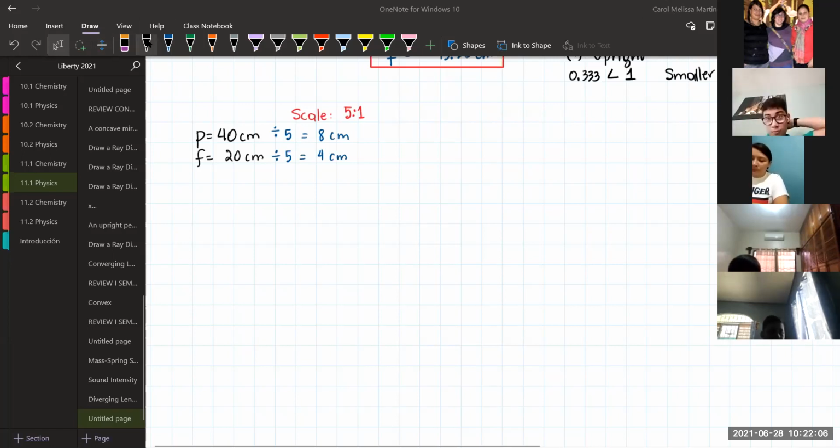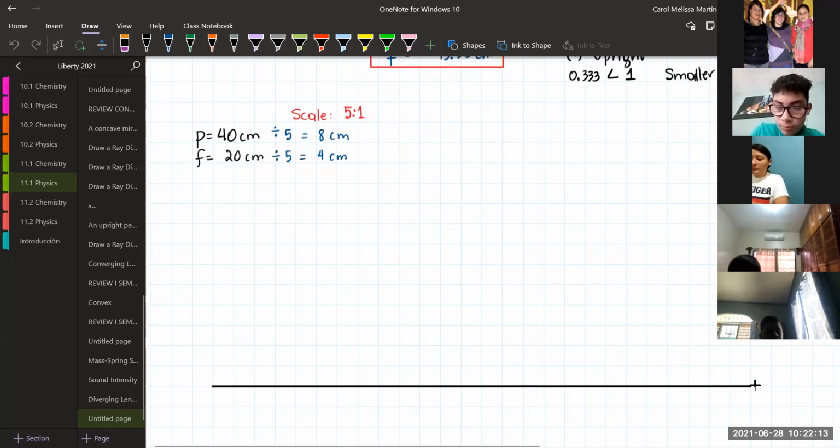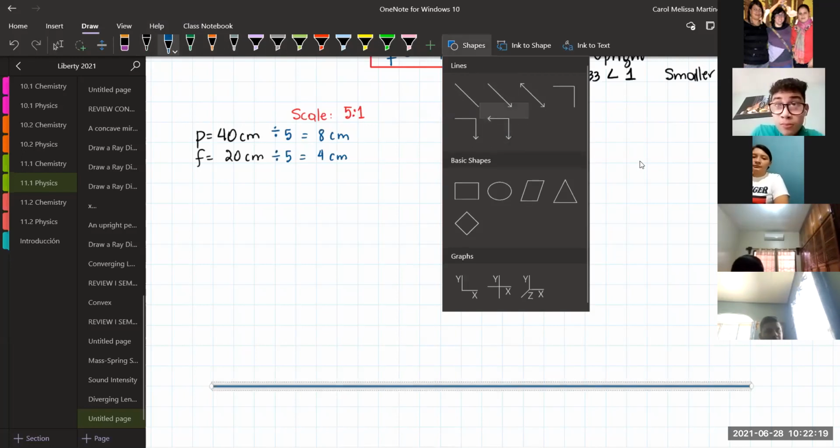So first step, sketching the principal axis like this. Second step, your y-axis.